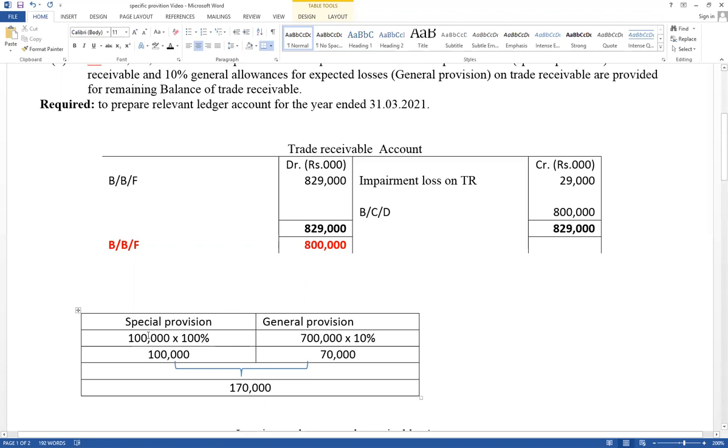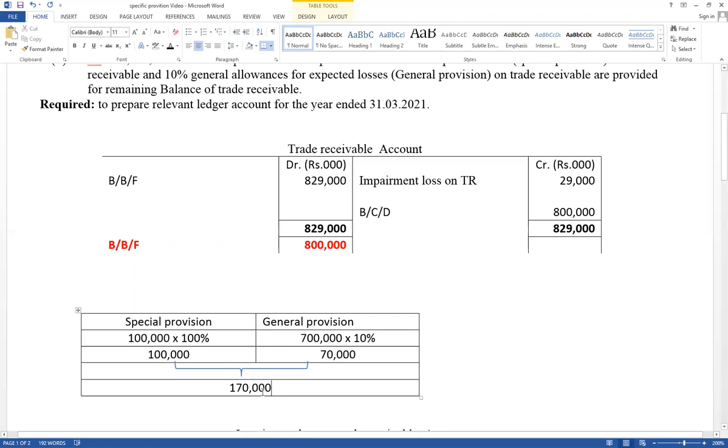Therefore, special provision 100%. For that 100,000, and for the balance part, based on the balance trade receivable value, 10% should be calculated. This is the general provision and this is a special provision. Therefore, this is the closing balance of expected losses.